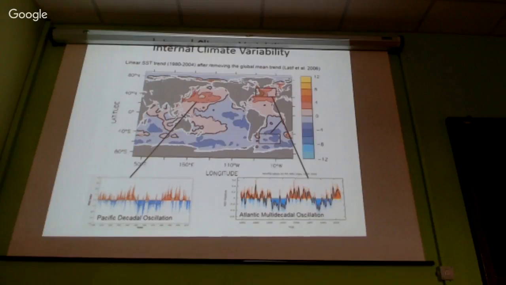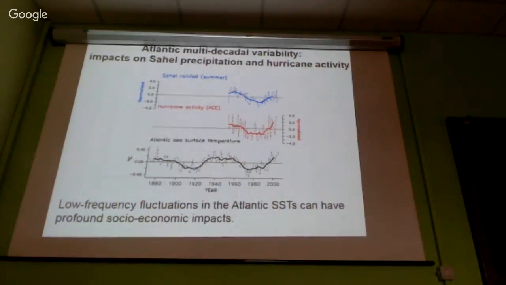But that's a huge issue. Why is that? Suppose that we were able to predict in advance any of these low frequency modes or low frequency signals of variability.